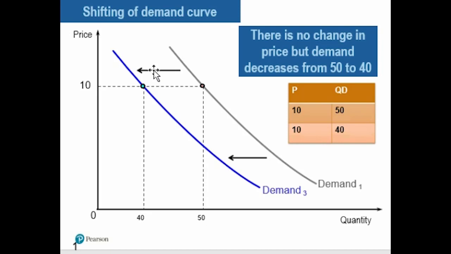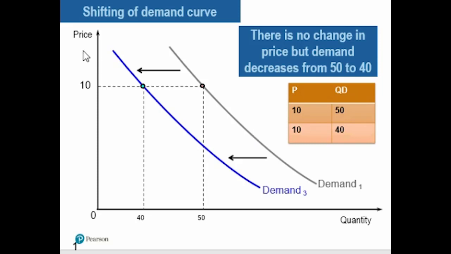Similarly, when there is no change in price and demand decreases from 50 to 40, for example, then the demand curve will shift inward. As you can see, in this case there is also no change in price, but demand decreases. Movement occurs when both of these variables change, price changes and quantity also changes. But if there is a change in only one of these variables, one of them being kept constant, then there will be shifting.